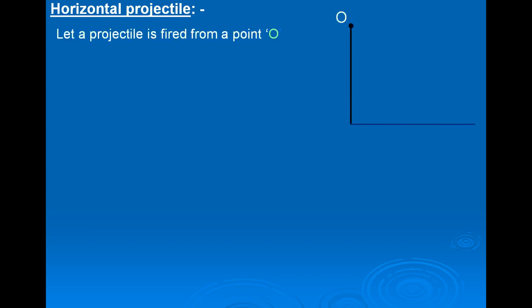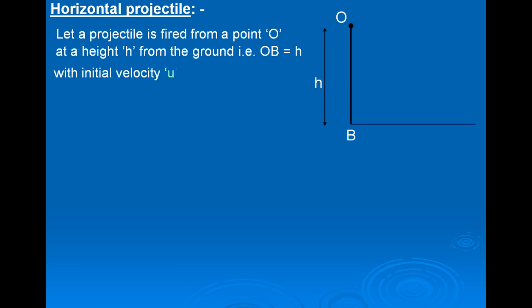Now, horizontal projectile. Let a projectile be fired from a point O at a height h from the ground, that is OV is equal to h, with initial velocity u in the horizontal direction, and it moves like this and strikes the ground at point A.